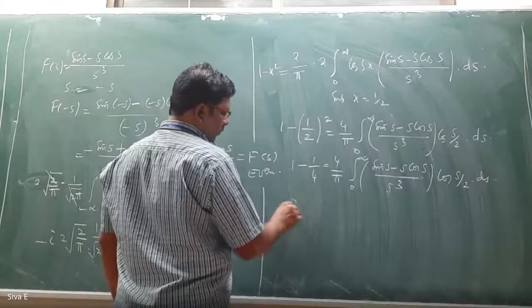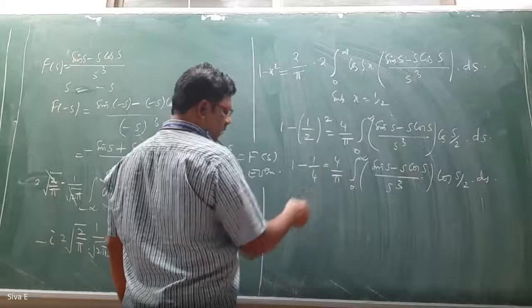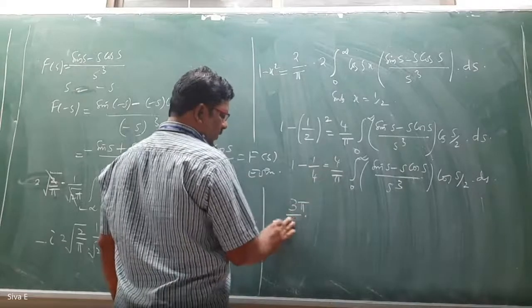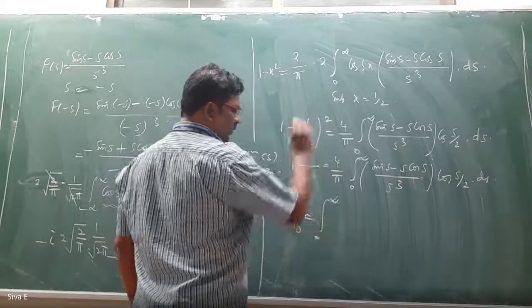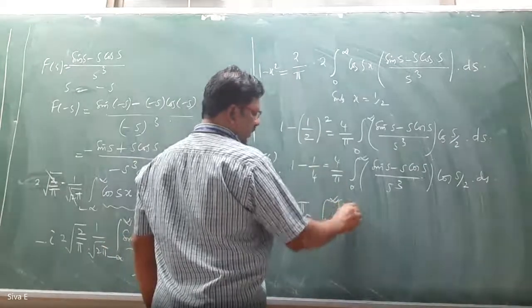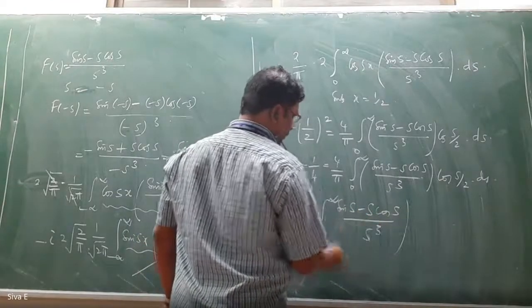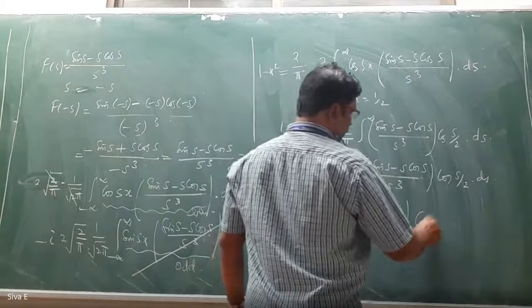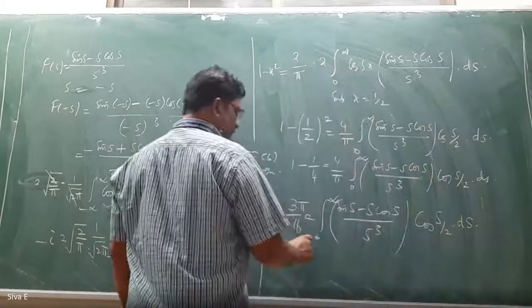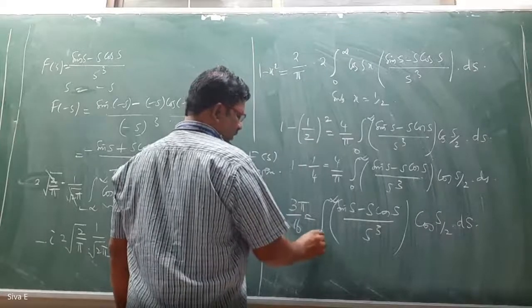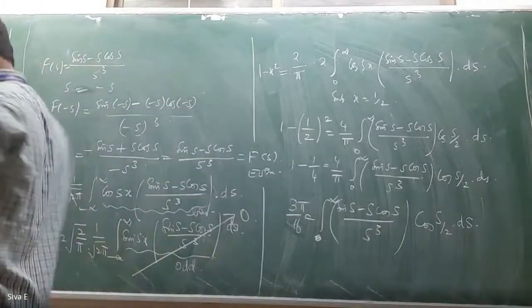3 by 4. Cross multiply this pi. Cross multiply this 4 into 4, 16. So 3 pi by 16 equal to integral over 0 to infinity of (sin s minus s cos s) by s cube cos s by 2 ds. So which is the required result? This is the required result.